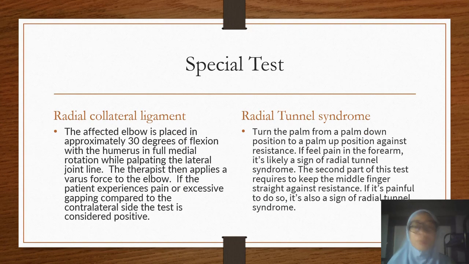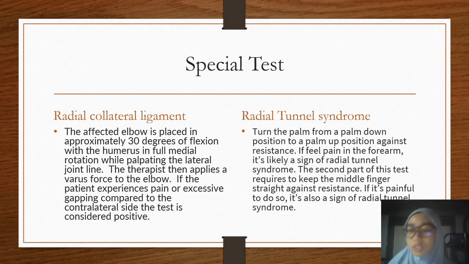Special test for radial collateral ligament and radial tunnel syndrome. Radial collateral ligament. The affected elbow is placed in approximately 30 degrees of flexion with the humerus in full medial rotation while palpating the lateral joint line. The therapist then applies a varus force to the elbow. If the patient experiences pain or excessive gapping compared to the contralateral side, the test is considered positive.